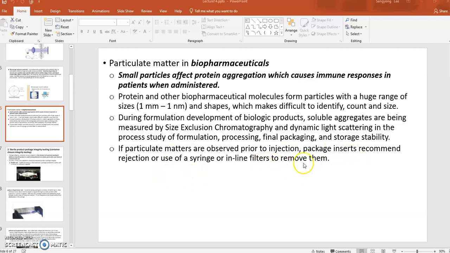Maybe you can have a filter attached to your syringe line, so the administrator can remove those. Or if possible, of course, you can reject that product batch, so they should not be released. Okay, that's what it means.